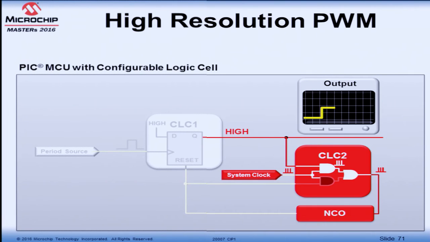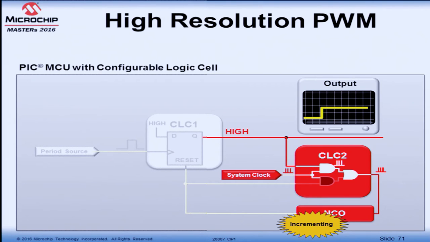And then we have the NCO in the bottom. So when we connect the system clock to CLC2, and we have high here, then there's an AND gate here. So it starts clocking into the NCO. So basically, in this application, we're just using the NCO as a counter. The NCO register, I mean the frequency or period register, is 20 bit. So we're going to use the NCO to set a 20 bit value into the register to have it incrementing.